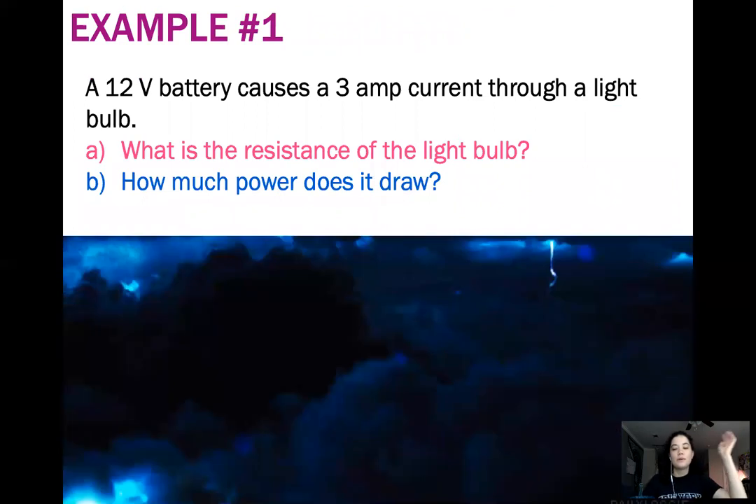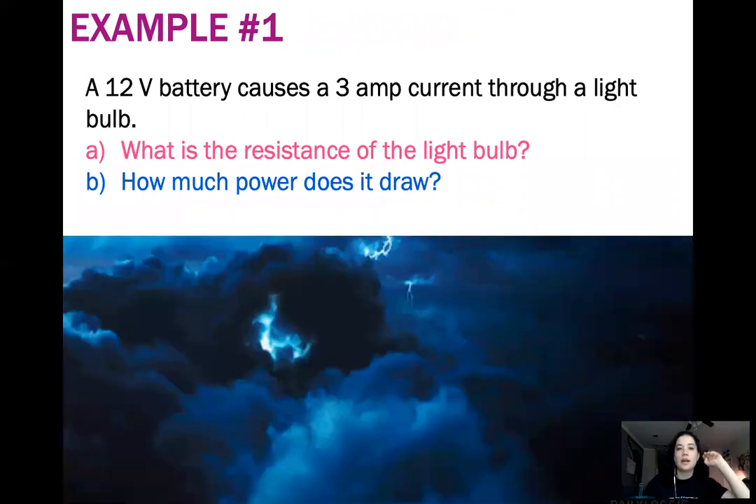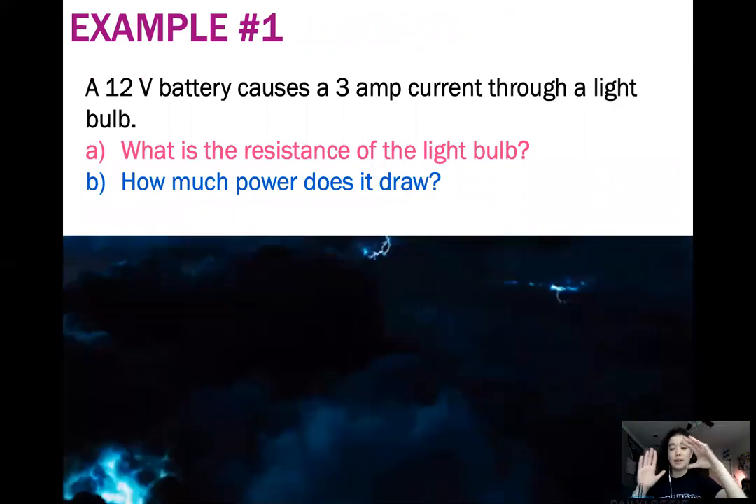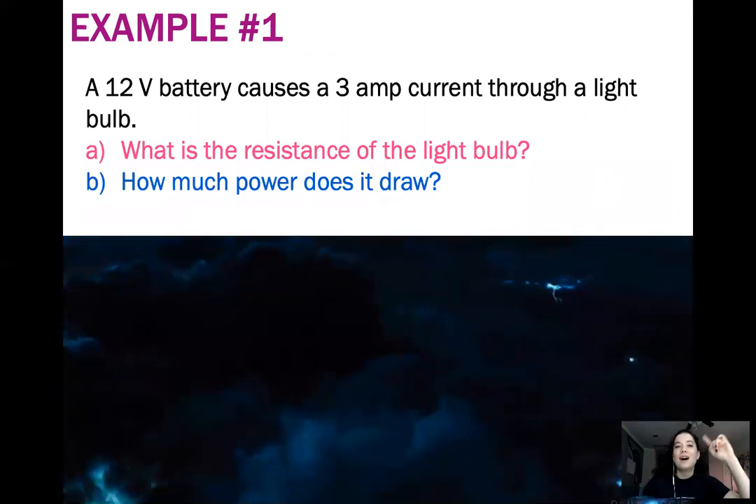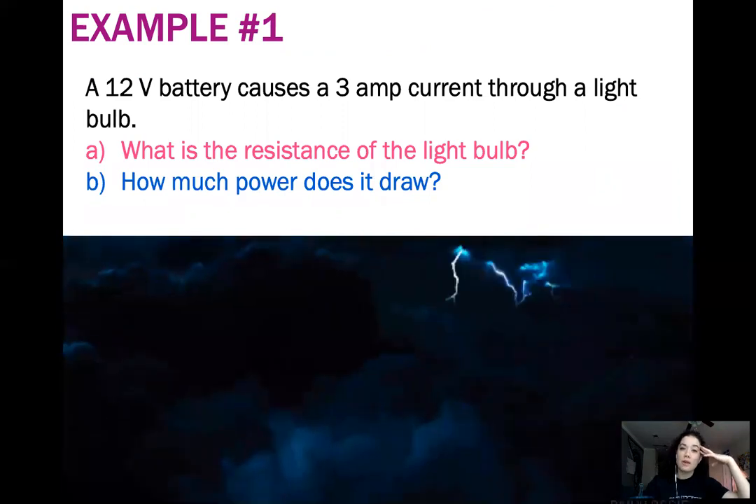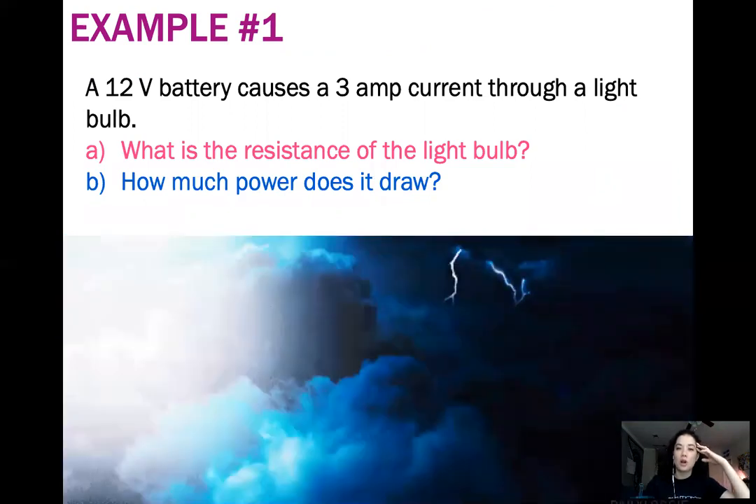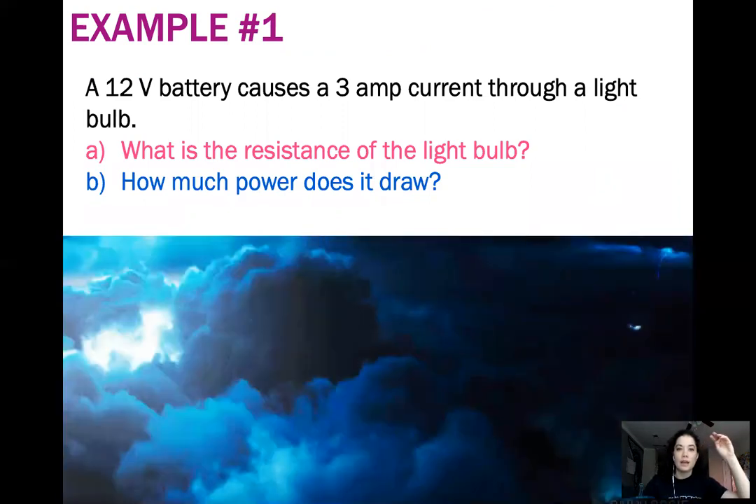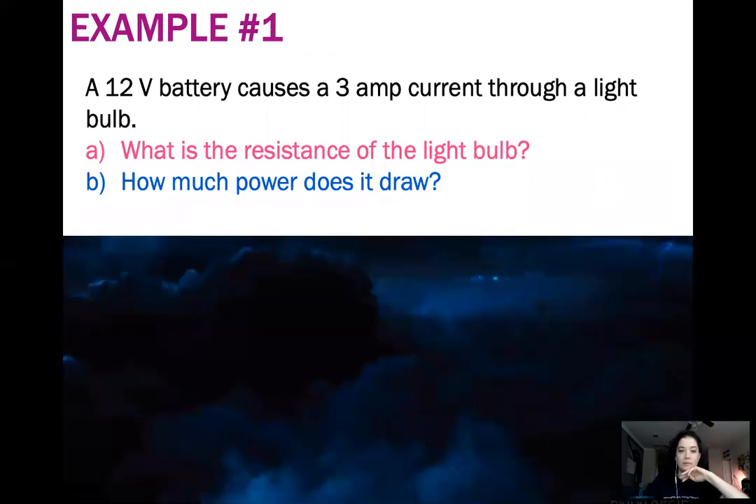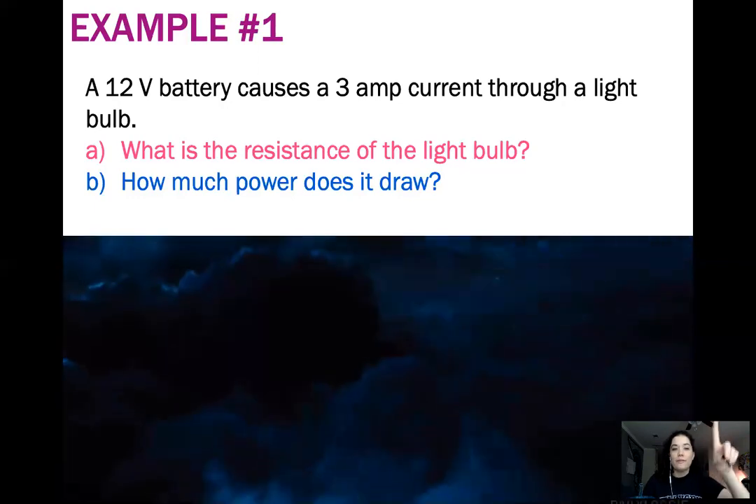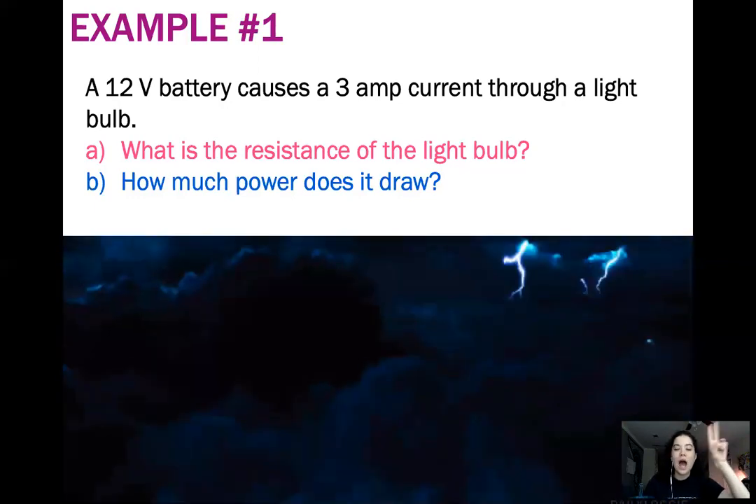All right, so I've got 3 example problems for us to do today, and I tried to set it up so that you don't have to see my chicken scratch, so we'll see how it goes. Our first example, we've got a 12-volt battery that causes a 3-amp current through a light bulb. So 12-volt battery, we've got 3 amps of current. I want to know, first, what's the resistance in the light bulb? And second, how much power is it drawing?